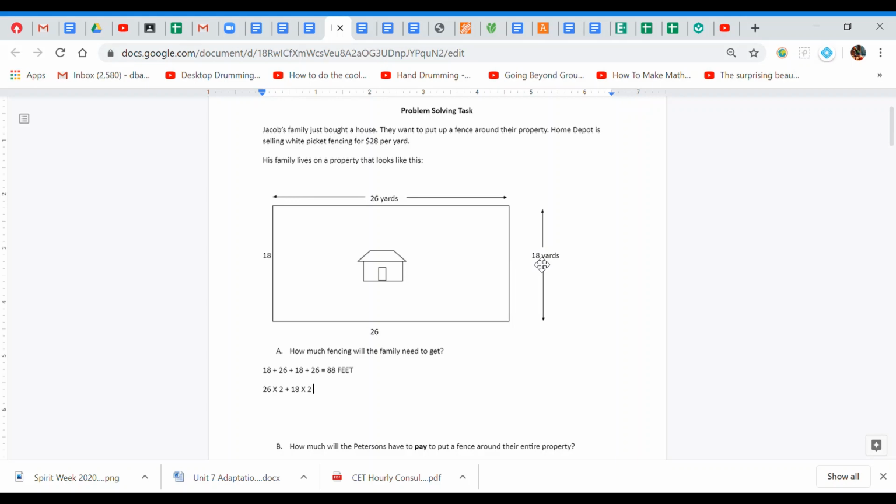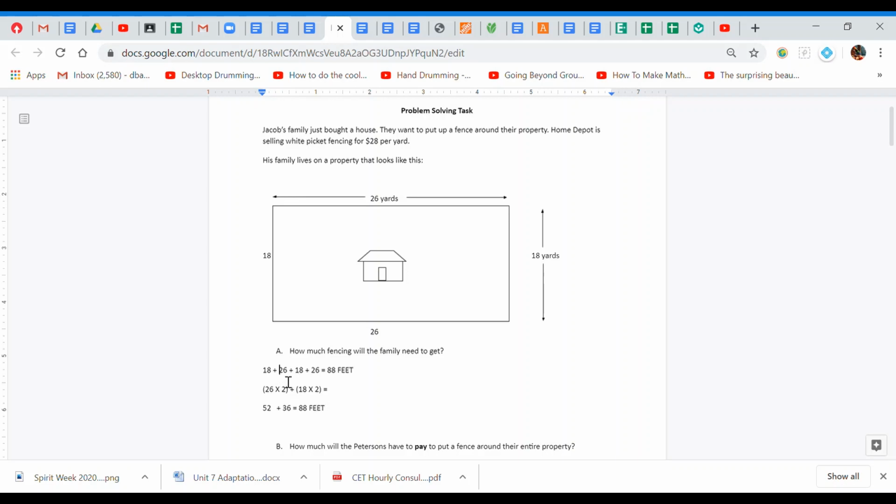If I'm writing out my equation, you can write it out like this without any parentheses. We know that because when you multiply, you always multiply before adding anyways, so it's not going to make a difference. But some of you might have put parentheses around it, and that's totally okay. I now just made myself a little PEMDAS problem. 26 times 2 is going to be, well, 20 times 2 is 40, 6 times 2 is 12, so it's 52, plus 18 times 2: 10 times 2 is 20, 8 times 2 is 16, 20 plus 16 is 36. So 52 plus 36 equals 88 feet. See, we have the same exact answer because we're doing the exact same thing.